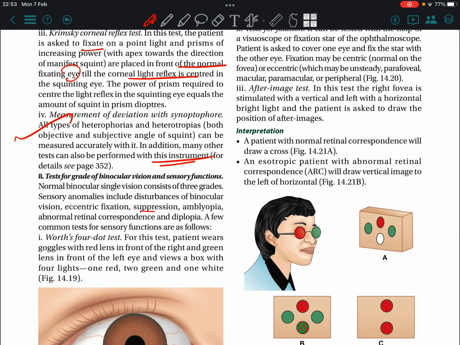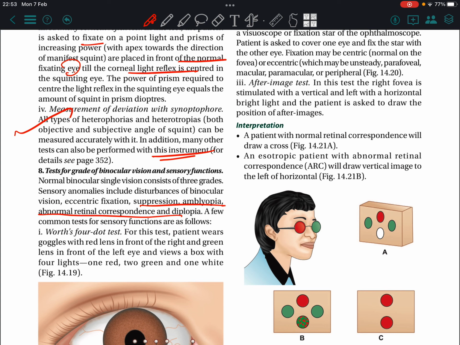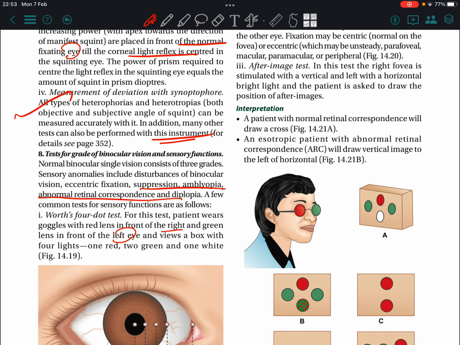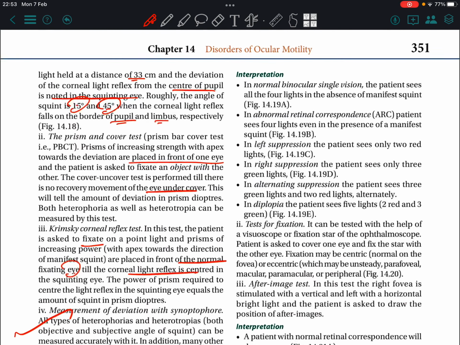Three grades: suppression, amblyopia, abnormal. Worth 4 test. For this, the patient wears goggles with a red lens in front of the right eye and a green lens in front of the left eye, and views a box with 4 lights: 1 red, 2 green and 1 white.